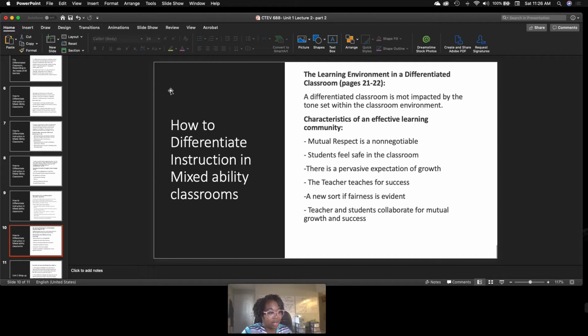Students feel safe in the classroom. It's hard to feel safe if there's no mutual respect. There is a pervasive expectation of growth, and that means for every single person in that room, including yourself, growth is the key. The teacher teaches for success. A new sort of fairness is evident, meaning that it's not just one way, that there's ability for things to grow and change based on the circumstances, and you actually hearing out the situation.